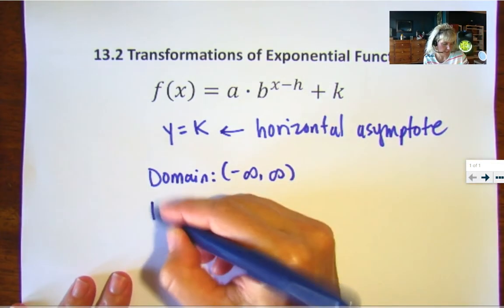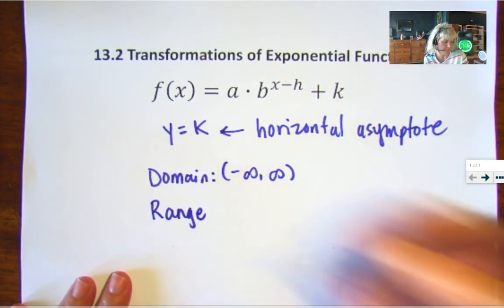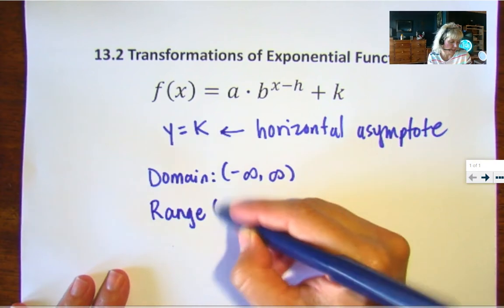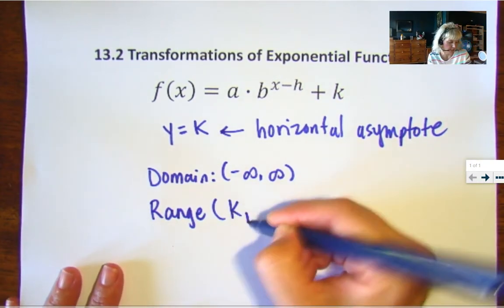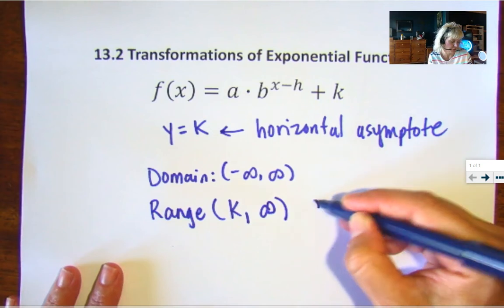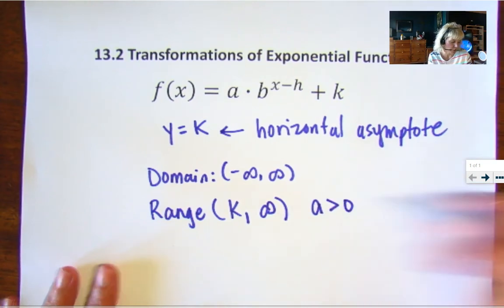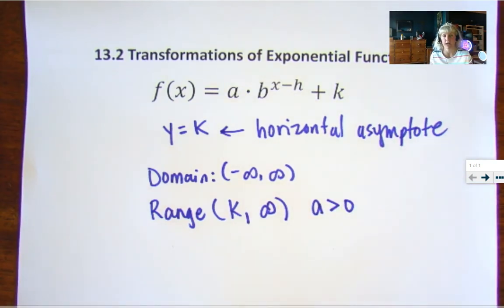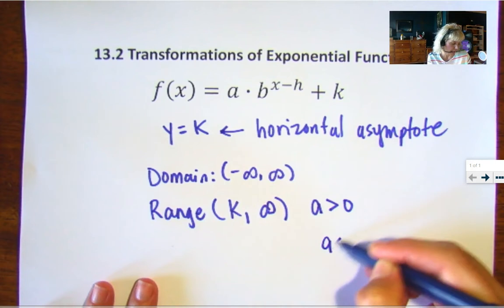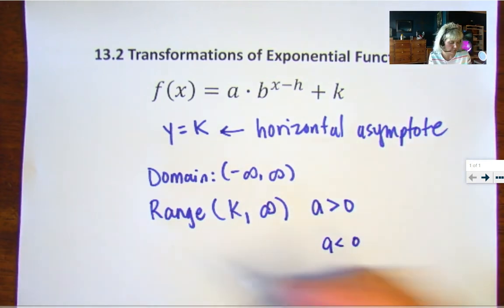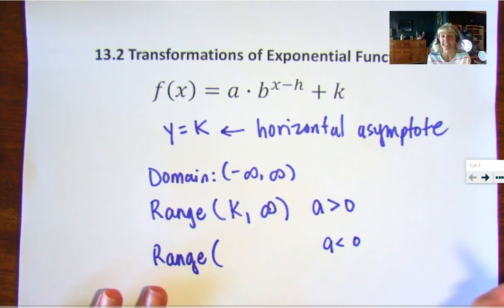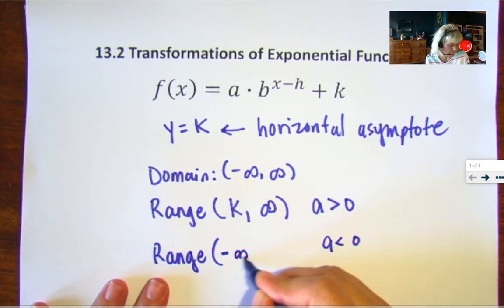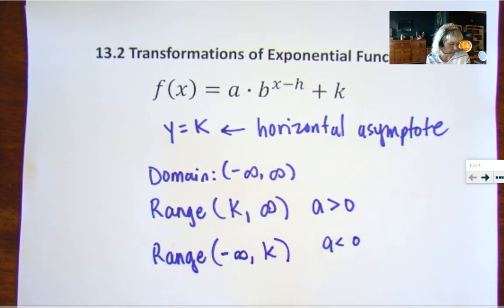For the range, it really is dependent upon k. So the range, if the graph shoots up forever, is going to be whatever k is to positive infinity. And that's when the a value is greater than 0. In other words, a is a positive number. If a is less than 0, a negative number, then your range is going to have a ceiling at k. So it's going to be negative infinity all the way up to whatever that k value is.